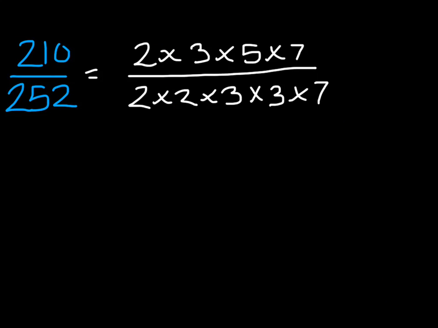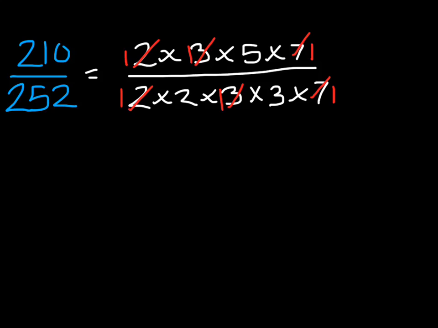Okay, so let's see what that looks like. I am going to divide the top and the bottom by 7. 7 divided by 7 leaves me with 1. 7 divided by 7 leaves me with 1. The other common numbers, there is a 3. 3 divided by 3 is 1. 3 divided by 3 is 1. So I divided the top and the bottom by 7, then I divided the top and the bottom by 3. And now I'm going to divide the top and the bottom by 2. Divide the top by 2, divide the bottom by 2.